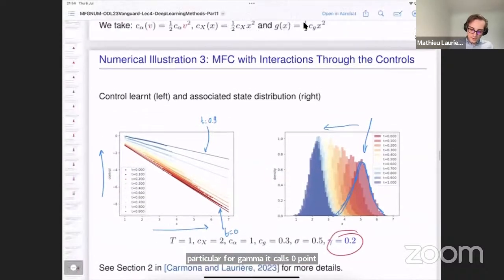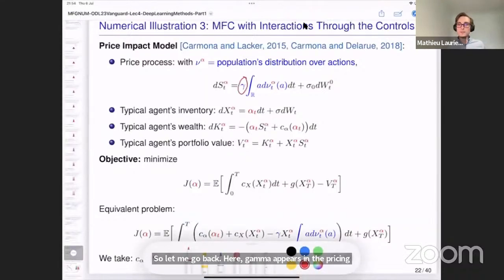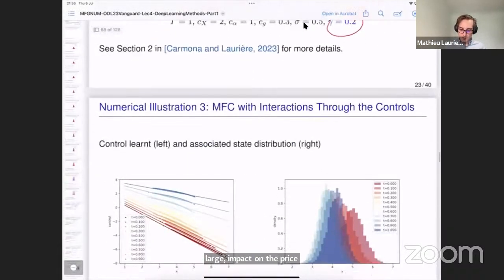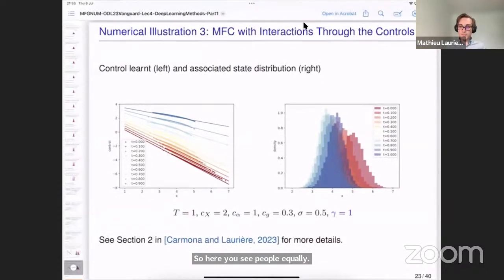So let me go back here. Gamma appears in the price impact. So gamma is this. So you can imagine that with a small gamma, it means that you have very little impact on the price. I mean, the population together has little impact on the price. If you take a large gamma, it means you have a large impact on the price. So here you see people liquidate. Now, for the sake of illustration, I try to take a large gamma.